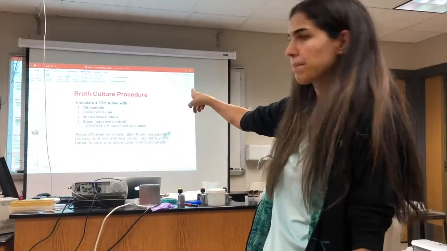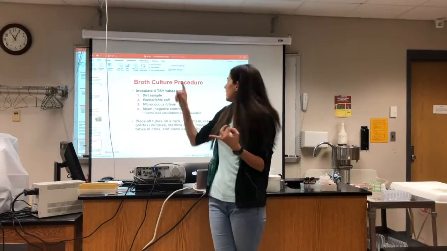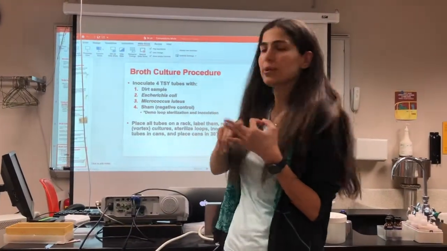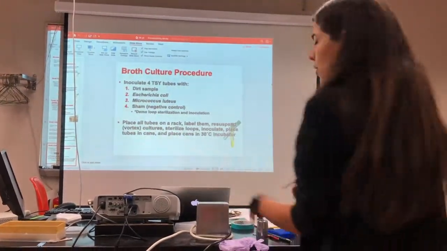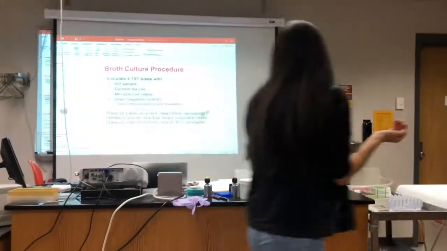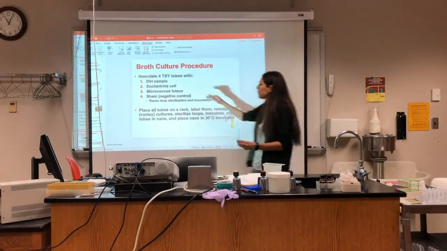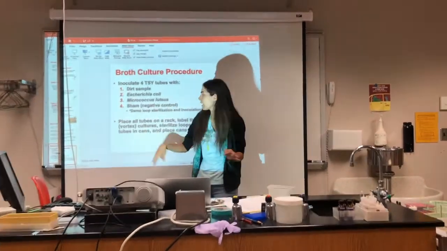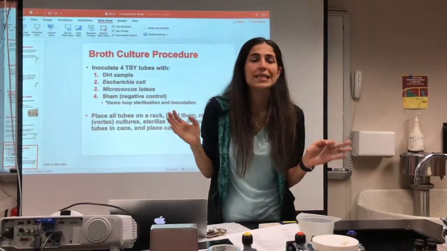Then we are going to inoculate 4 different TSY tubes. So our first sample is dirt samples. The other one is E. coli. The next one is Micrococcus luteus. And the last one is the sham. Sham is the negative control. So we use the sham because we want to make sure that our experiment goes well. Typically on a sham, nothing should grow because this is the negative control.